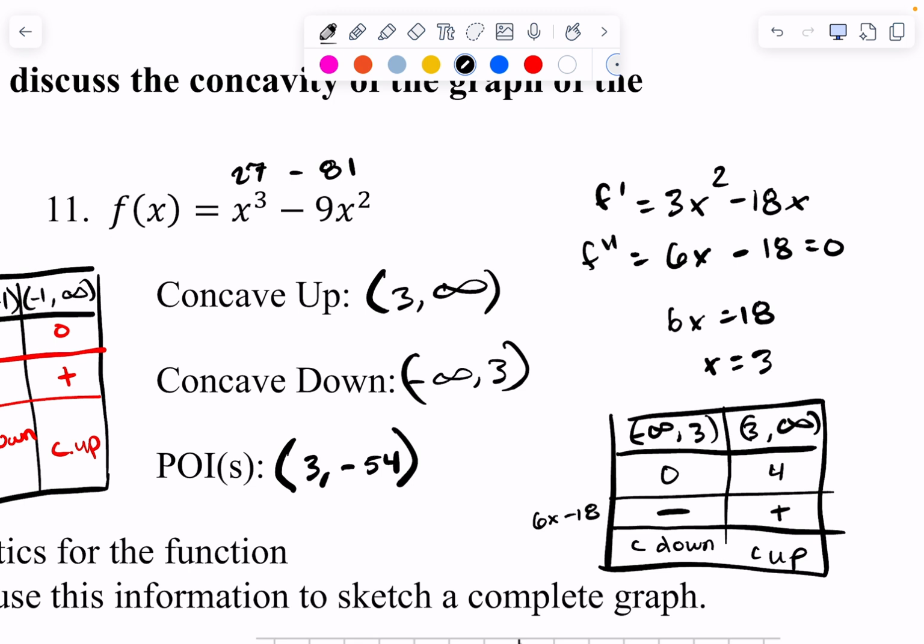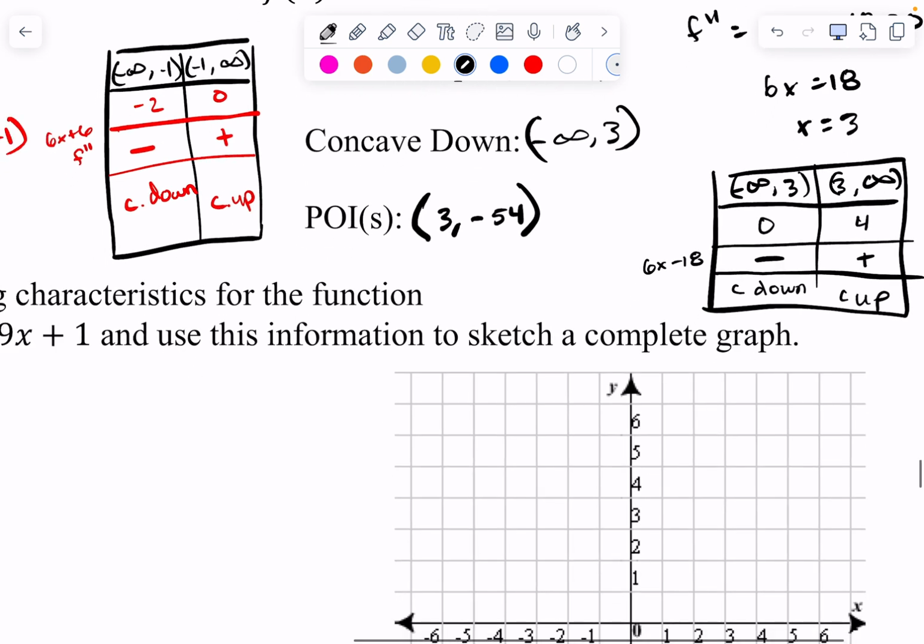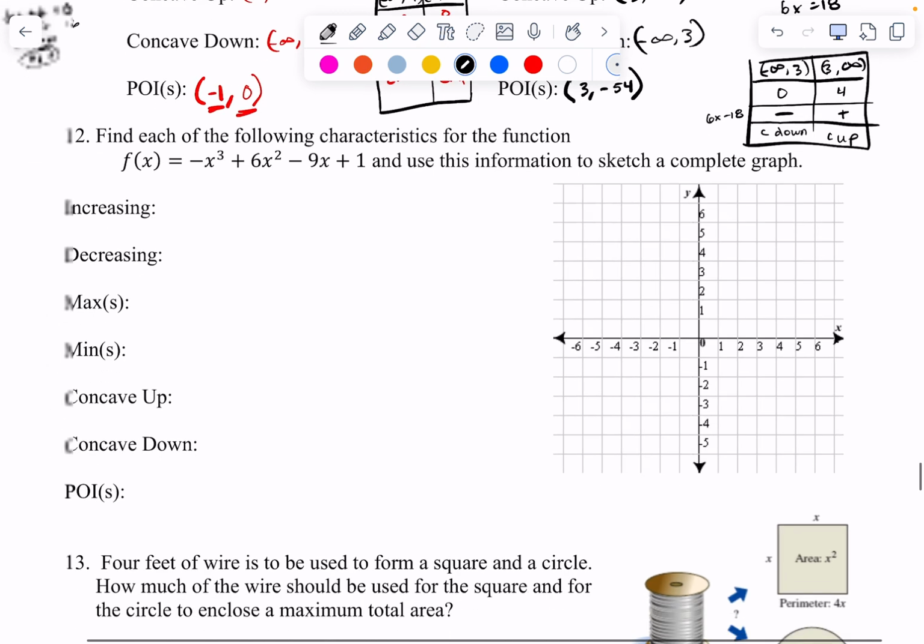And then negative 54. Is that what you got? Yeah. Get that? Yeah? Beautiful. I think Daniel's ahead of us. Yeah? Okay. All right. 12. Yeah, we got all the things on number 12.